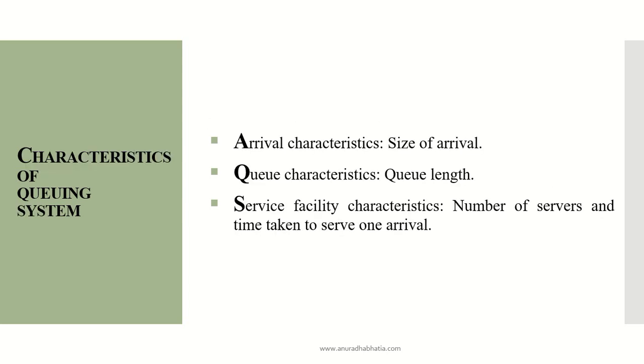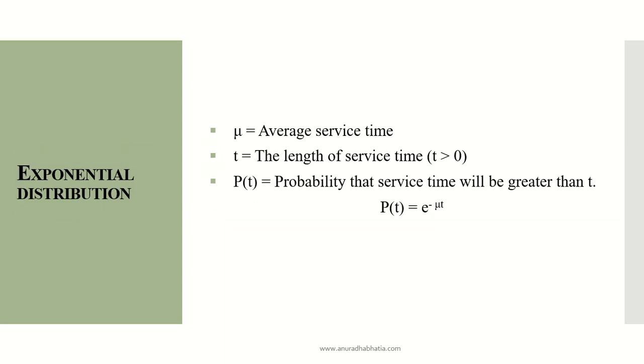Now the characteristics of a queuing system. The first one is the arrival characteristics, which depends on the size of the arrival. The queue characteristics is the queue length, and the service facility characteristics is the number of servers and the time taken to serve one arrival. In the exponential distribution, mu is equal to the average service time, t is equal to the length of the service where t is greater than 0, and P of t is equal to the probability that the service time will be greater than t, and it is given by P(t) = e raised to minus mu t.